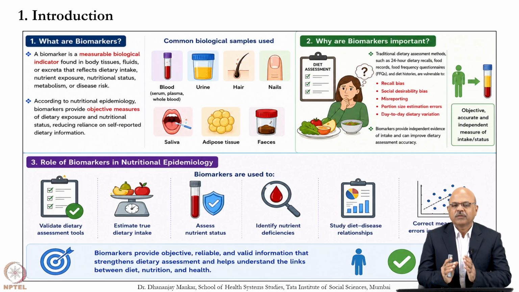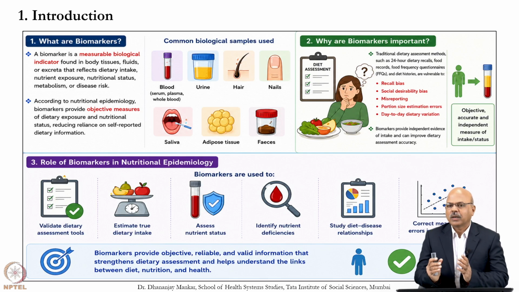Common biological samples used for biomarkers are blood, where you can get serum, plasma or whole blood. The second is urine, hair and nails. Also saliva, adipose tissue and feces.